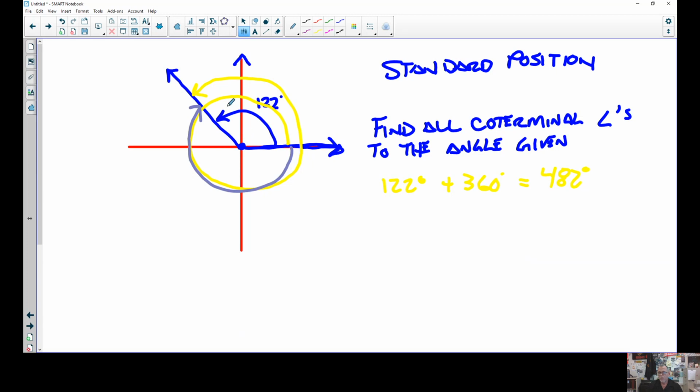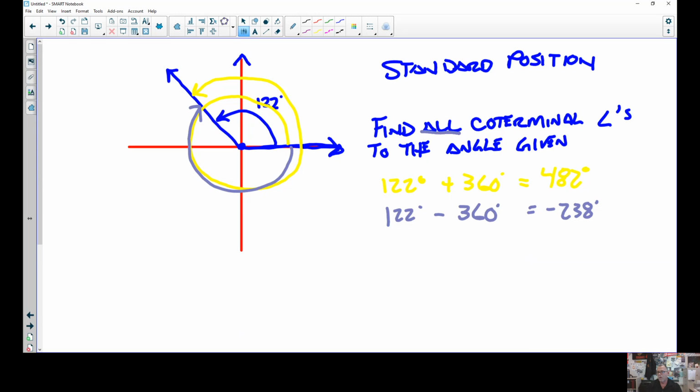So how do I find this? Well, think about what's happening. Aren't I just going 360 in the other direction? So if I took 122 degrees minus 360 degrees, what would I get? You get a negative 238. So negative 238 degrees would also be coterminal with this. And now I could do this infinitely, couldn't I? Going in the yellow direction, I did one rotation and back to my terminal side. I could go a second rotation. We just keep adding 360 or keep subtracting 360 and I would get more coterminal angles.